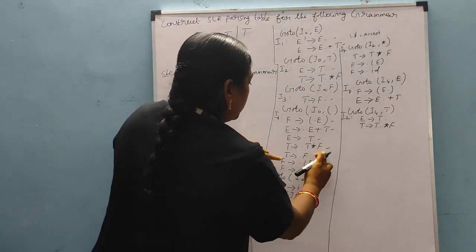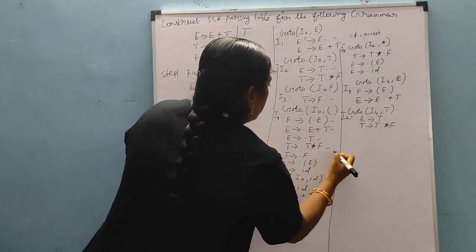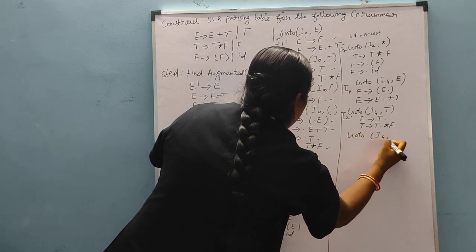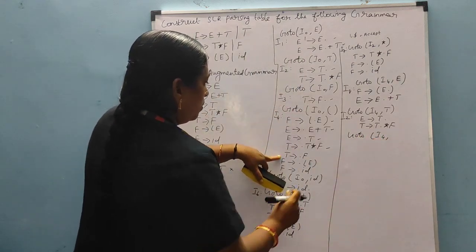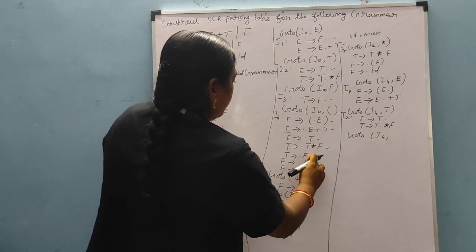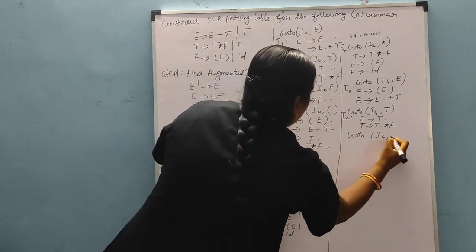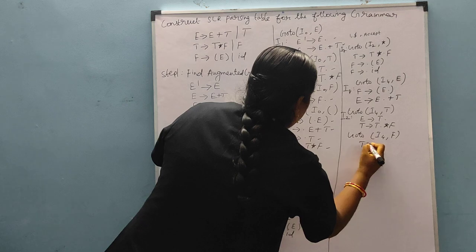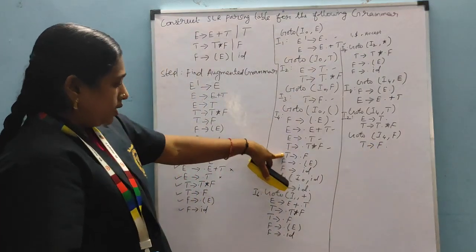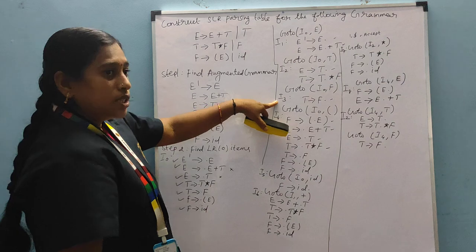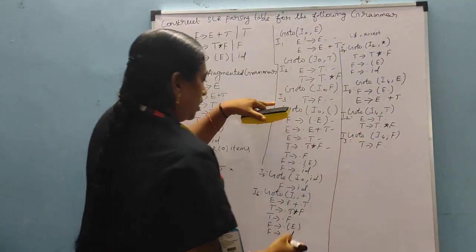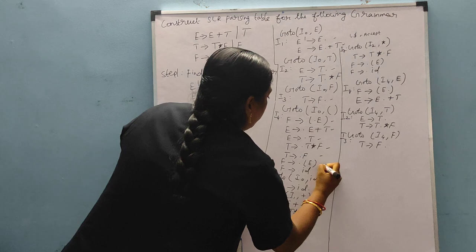Up to this completed. Now you can check the next one. Go to I4 comma T completed, and then now F. So T tends to F dot. Is this a new state or an existing one? Yes, an existing one. So I am writing here I3. Okay. So further.